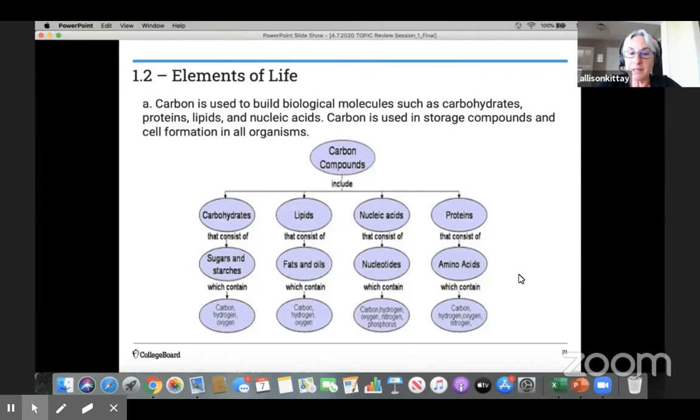We also have lipids. Lipids consist of fats, waxes, oils, and steroids, and what they all have in common is they are nonpolar, and they are composed of carbon, hydrogen, and oxygen, and in the case of phospholipids, phosphorus. Nucleic acids consist of nucleotides, which contain carbon, hydrogen, oxygen, and phosphorus, and proteins consist of amino acids, which contain carbon, hydrogen, oxygen, and nitrogen.